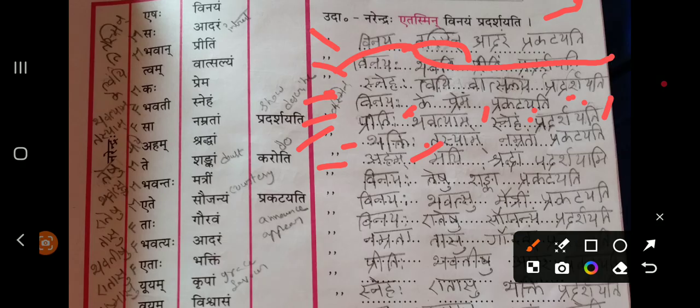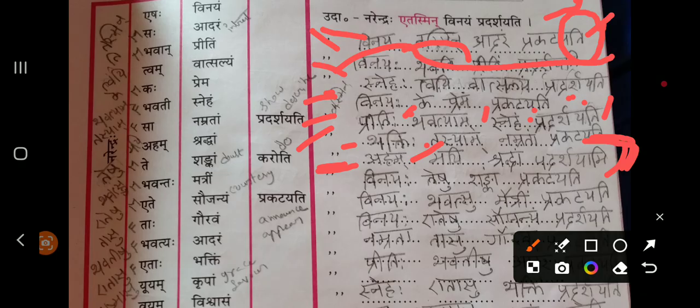Here aham means I, right? That's why pradarshayami came, first person. This is the verb form of first person. Just note this. Here Vinayaha is the third person. That's why it ends with prakatayati, since it is a third person. Now aham I used. About me I'm talking. That's why pradarshayami. I am doing this. I have more shraddha. I have more bhakti. Whenever I'm talking about I am, then first person verb will come.